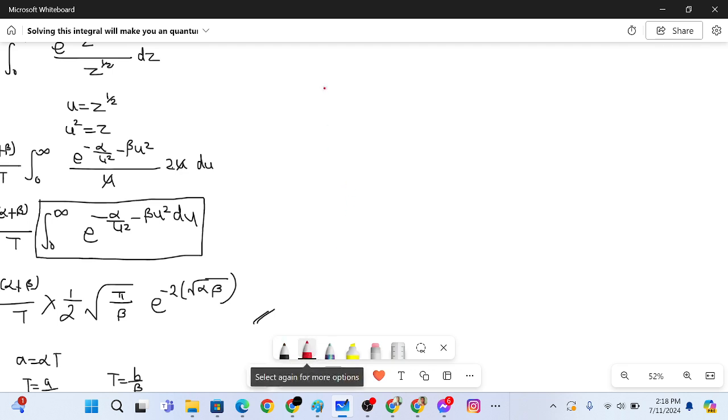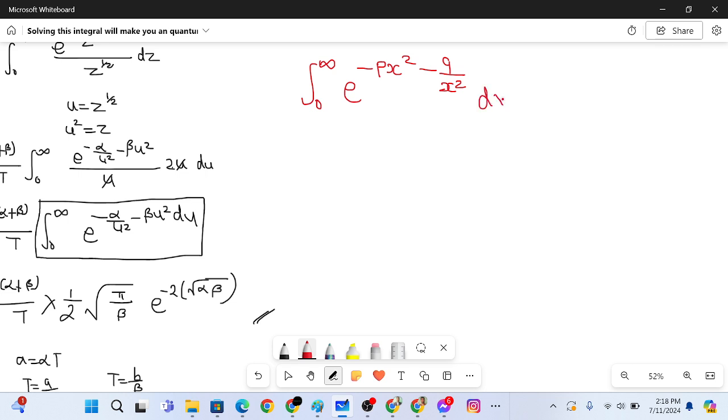Let me write it in a different way. What I will try to do is integral from 0 to infinity of e to the power minus p x square minus q by x square dx. I will try to prove this as 1 by 2 root under pi by p and then e to the power minus 2 root pq. I will try to prove this result.